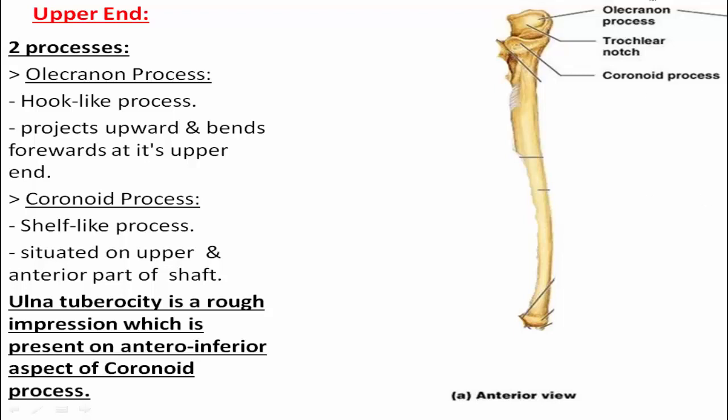Ulnar tuberosity, which is a rough area. See, this area is the ulnar tuberosity, which is lying just below or on the anterior aspect of the coronoid process of the ulna.